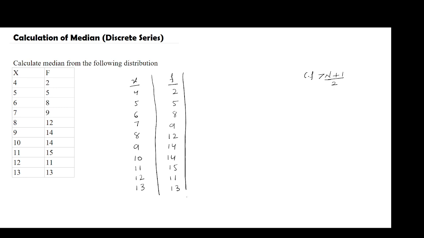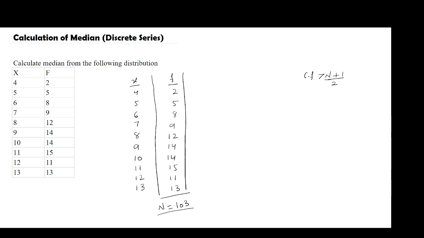Now I have to calculate capital N by adding all the frequency values. Now if I take the total of these frequency values, that is 2 plus 5 plus 8 plus 9 plus 12 plus 14 plus 14 again plus 15 plus 11 plus 13. So I've got a total of 103. This is the value of capital N.